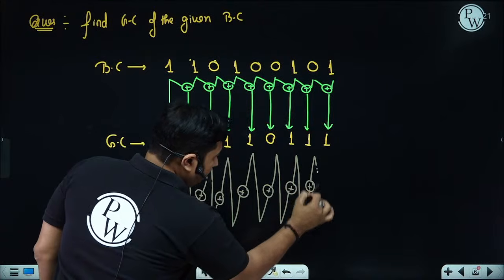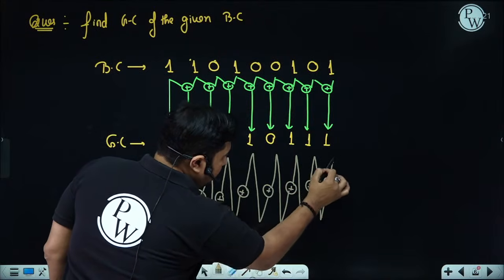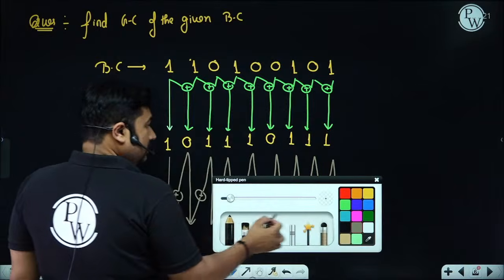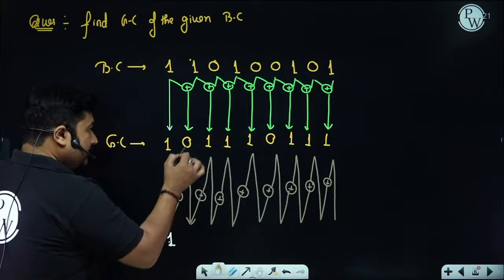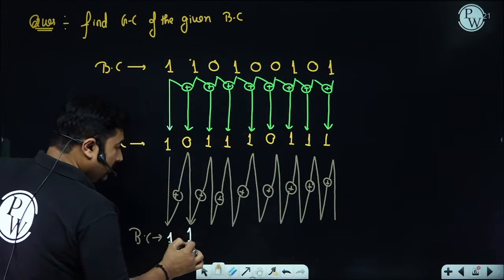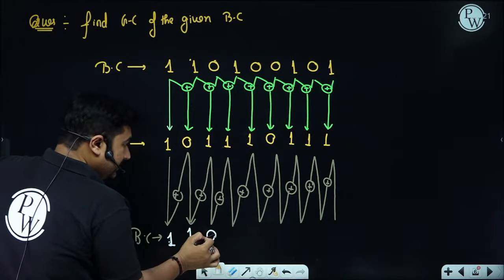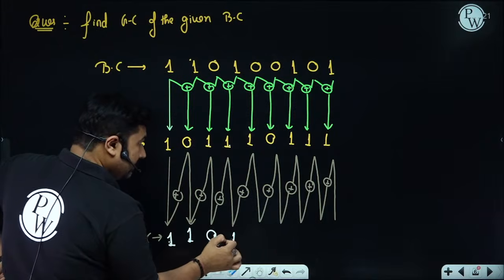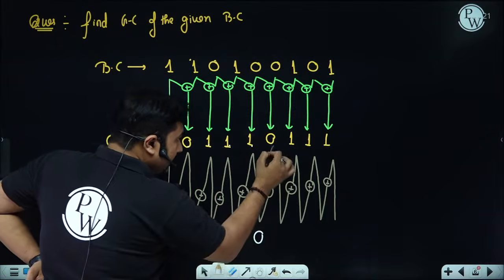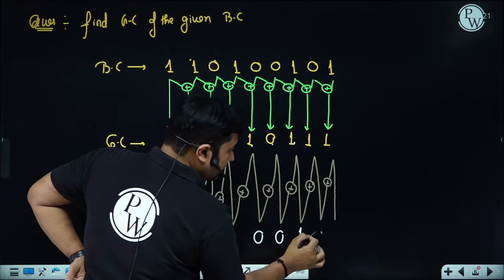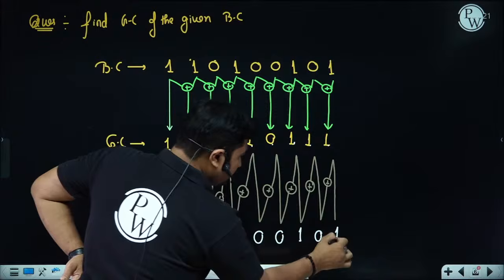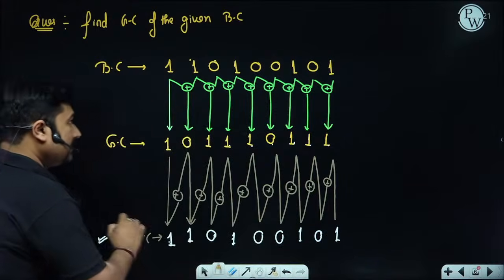So if you observe here, we have 1. This 1 and 0 are different, we will get 1. 1 1 same, we will get 0. Different, we will get 1. Same, we will get 0. Same, we will get 0. Different, we will get 1. Same, we will get 0. Different, we will get 1. So yes, sir, we have retrieved the same binary code.